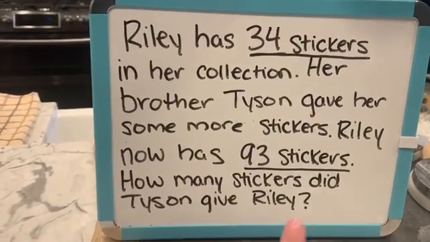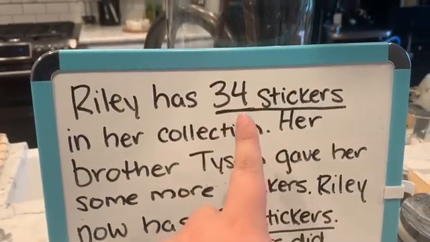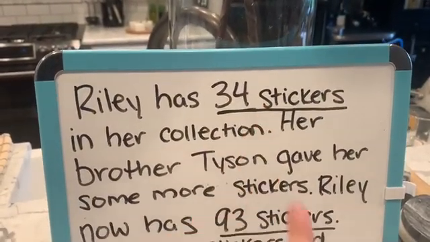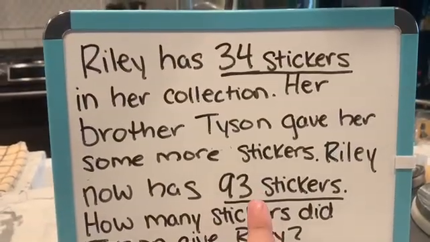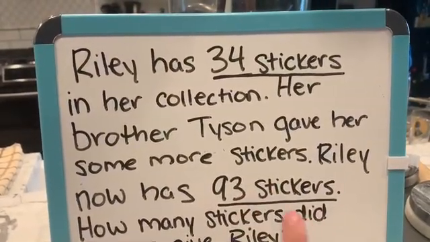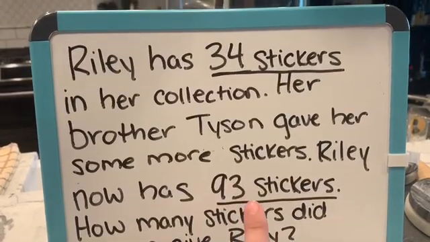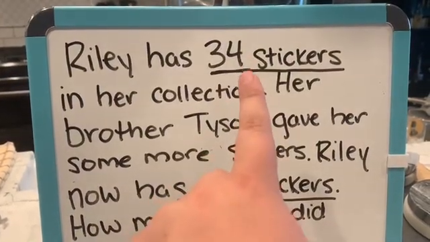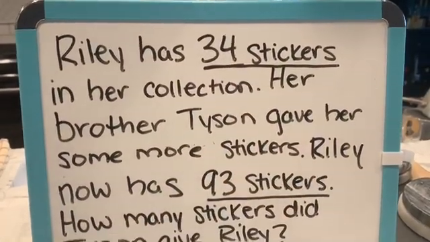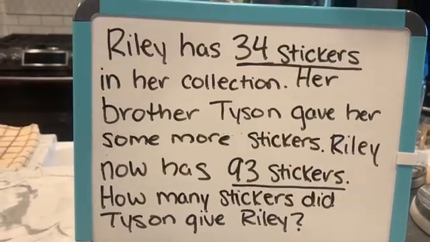So what's really important here is that Riley starts off with 34 stickers. And after her brother Tyson gives her some, she ends with 93. So 93 is the sum in this situation, and 34 is one of the add-ins. So we're missing an add-in, and we are going to solve for that add-in.